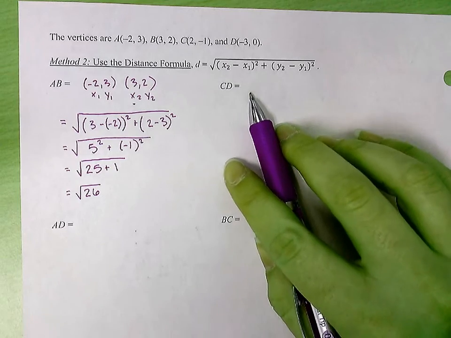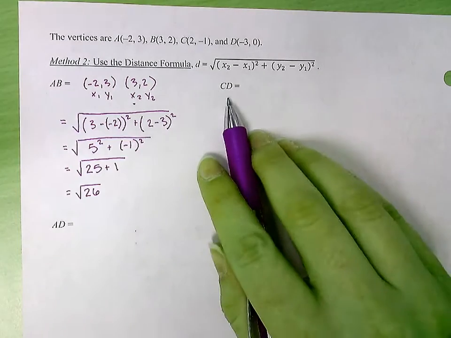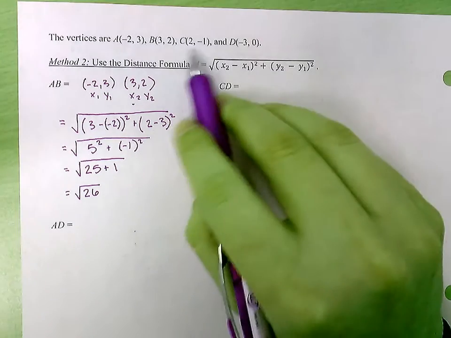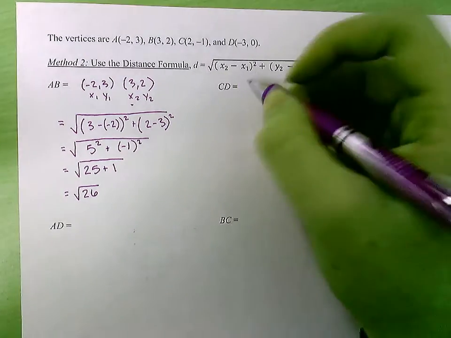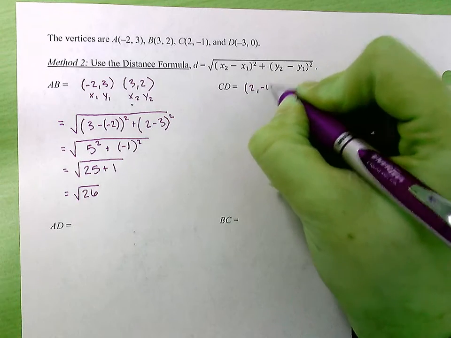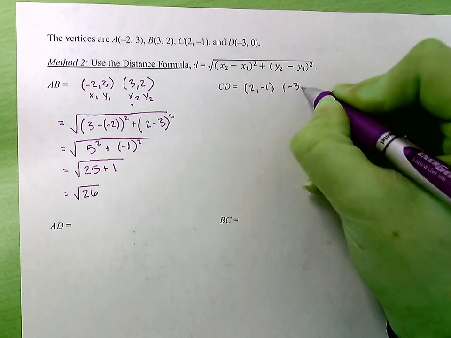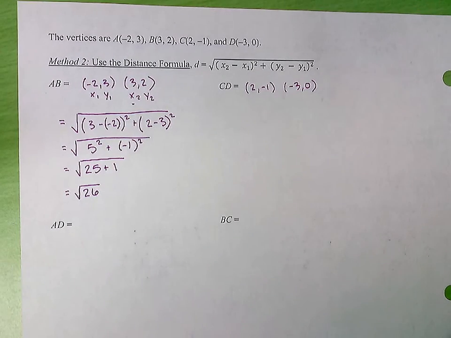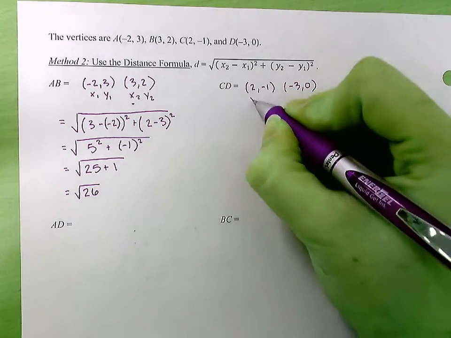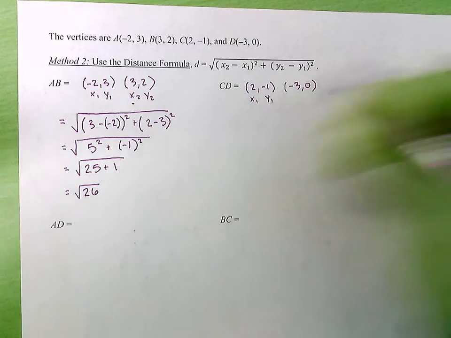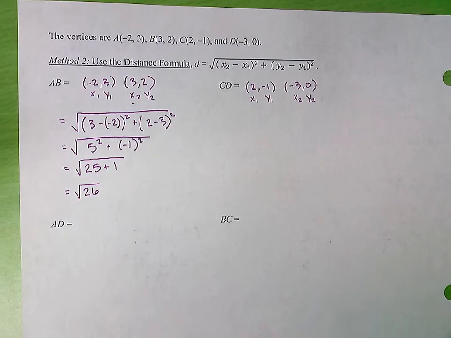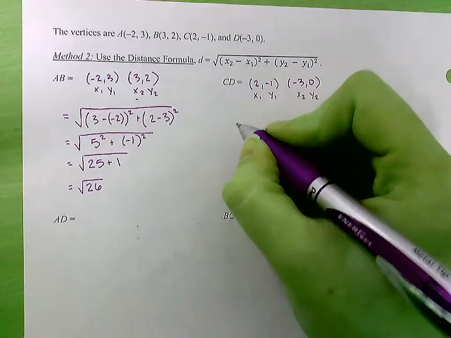Okay, so next one I'm going to do is side CD, since these ones are opposite sides in my quadrilateral. So again, I'm going to write down my 2 coordinate points. So I have 2, -1, and -3, 0. And I want to label those. So this first one is x sub 1, y sub 1, and x sub 2, y sub 2. Okay, from here, I can plug in those points.